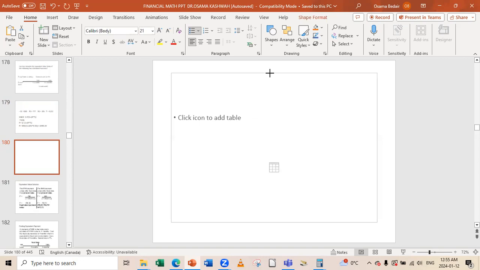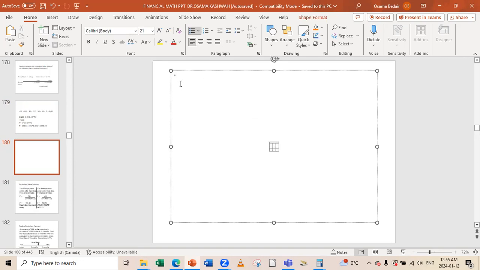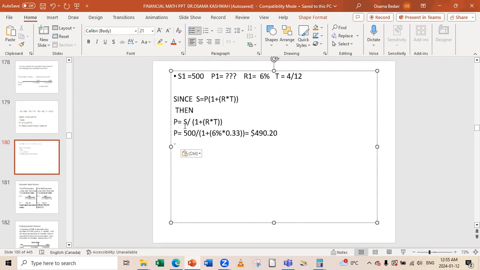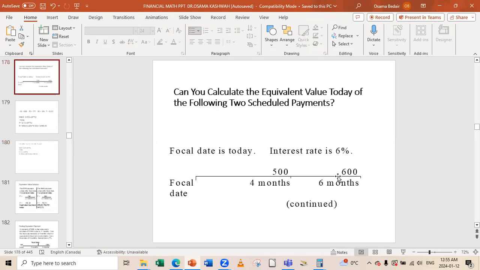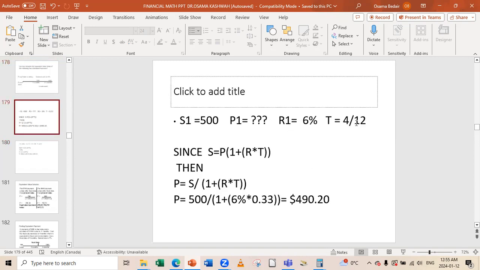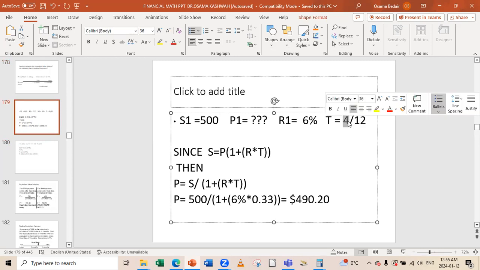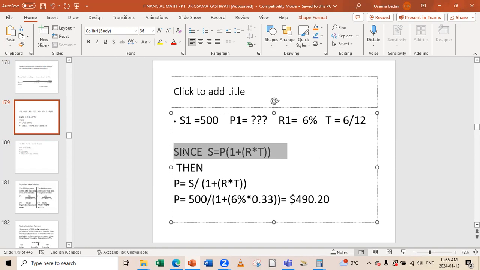and I will remove this. Then I will increase the space to work on. Then I will put this again, but this time the amount is $600 for part 2, and the rate is the same, and the time is 6 months. So here the time will be 6 divided by 12. Same equation.